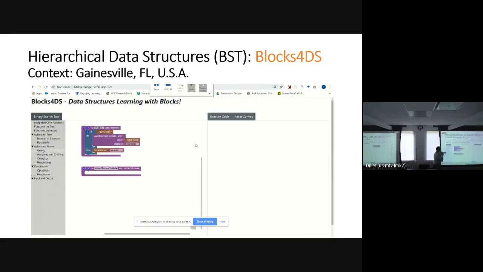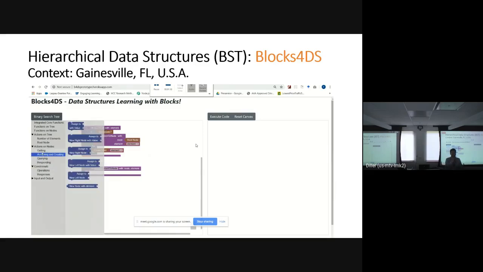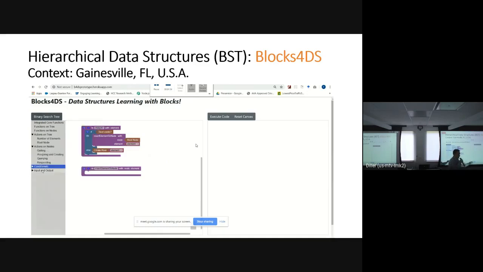So we integrated core functions, which are for debugging. That was something we didn't have before in Blocks for Gators, and students were going crazy saying, why don't I have a block that lets me add an element immediately to the binary search tree? Why do I have to implement the whole insertion operation to get the binary search tree to work? So it was the first one that we included right here.